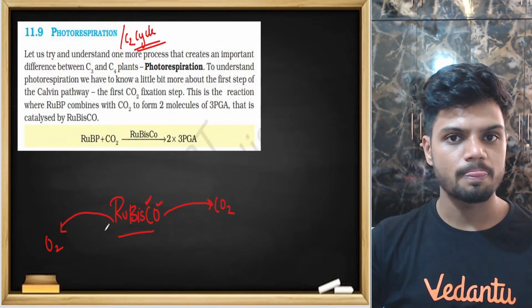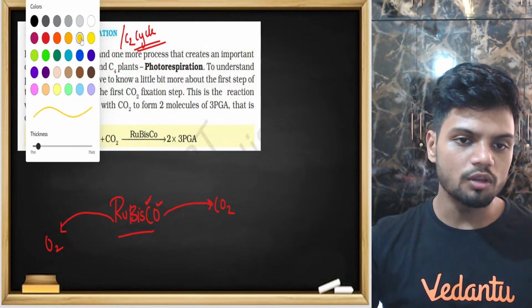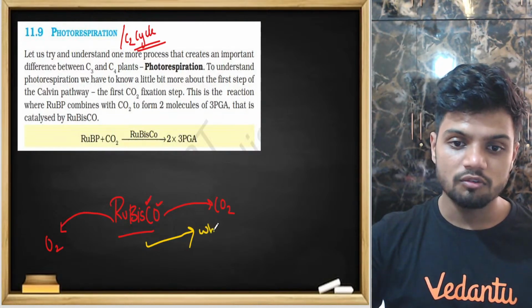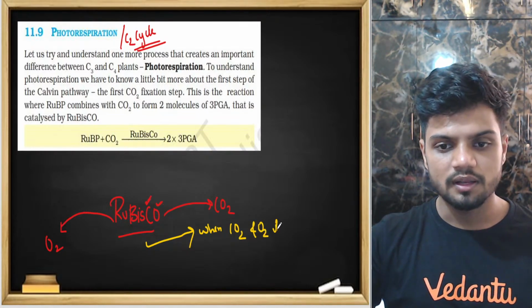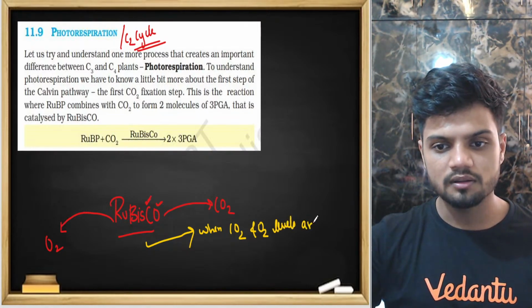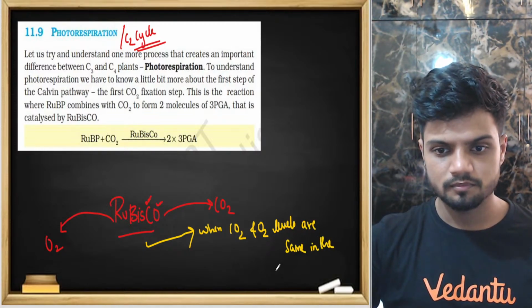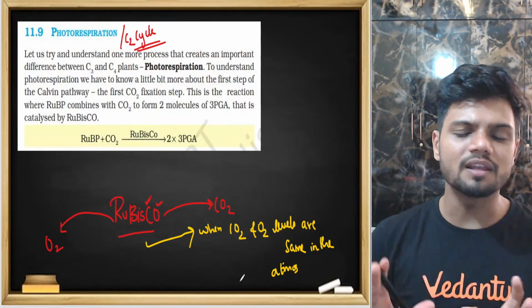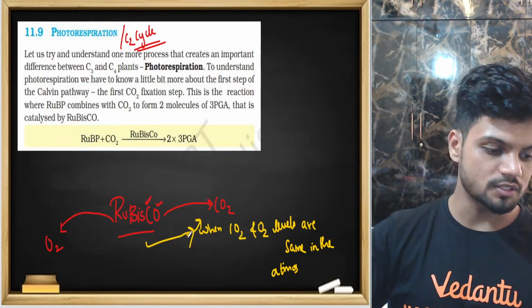It needs oxygen. Now, this Rubisco right here will always choose CO2 when CO2 and oxygen levels are the same in the atmosphere. So when CO2 and oxygen are at the same level in the atmosphere, Rubisco will always go for whom? CO2. Always go for CO2.